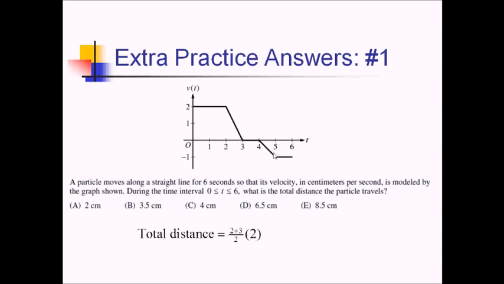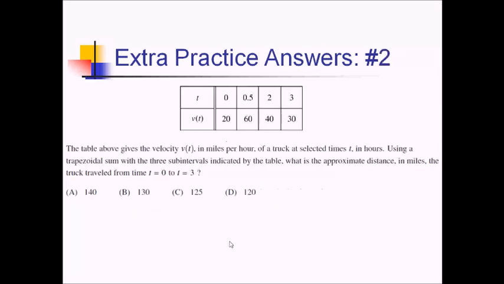And we're also going to have to add this area down here. And we're going to make sure it's positive because, again, this is total distance. So this is going to be (2 plus 1) over 2 with a height of 1. So the 2's cancel here. We've got 5 plus essentially 1.5. So that's a total of 6.5. Choice D.